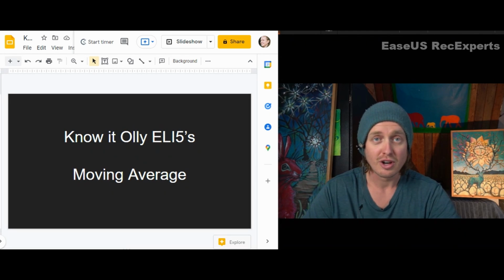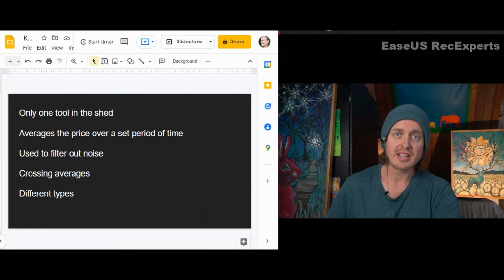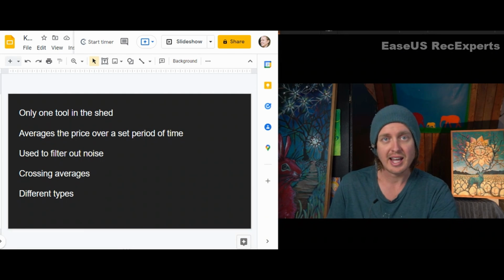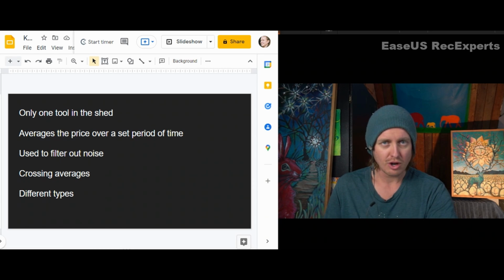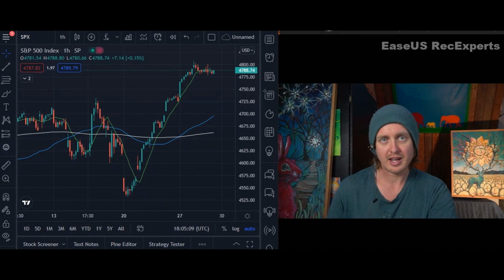In this episode of Know It Olly ELI5s, we are going to look at moving averages. So a moving average is a single tool in the technical analysis shed. It is a tool that averages the price over a set period of time. This is used to filter out the noise and the spikes that come from trading within the markets.